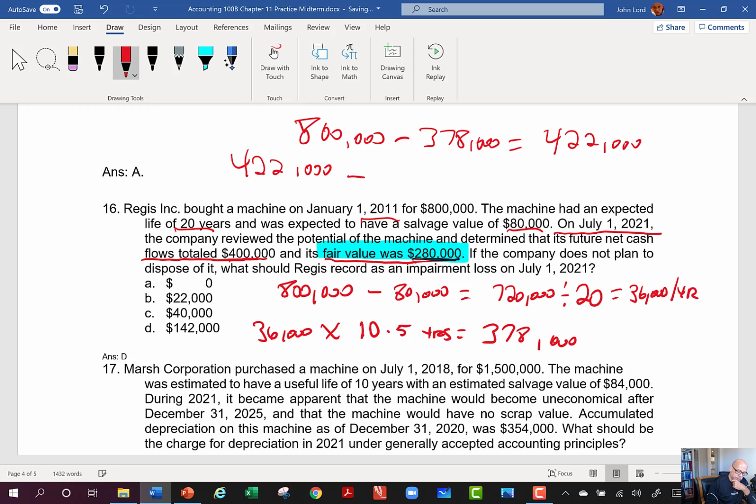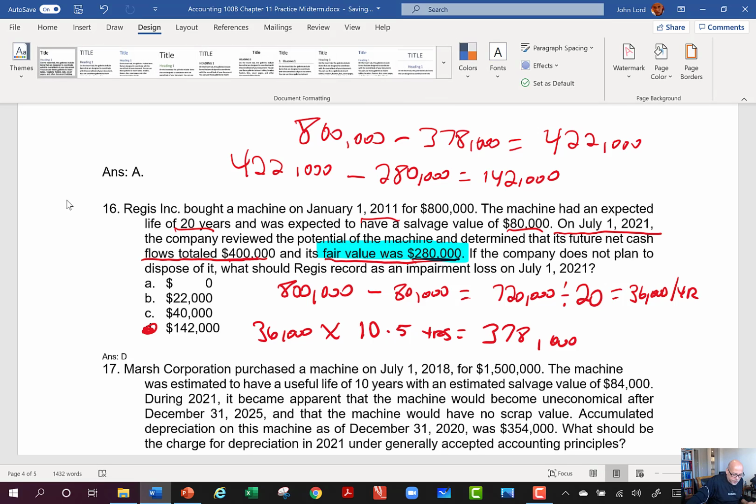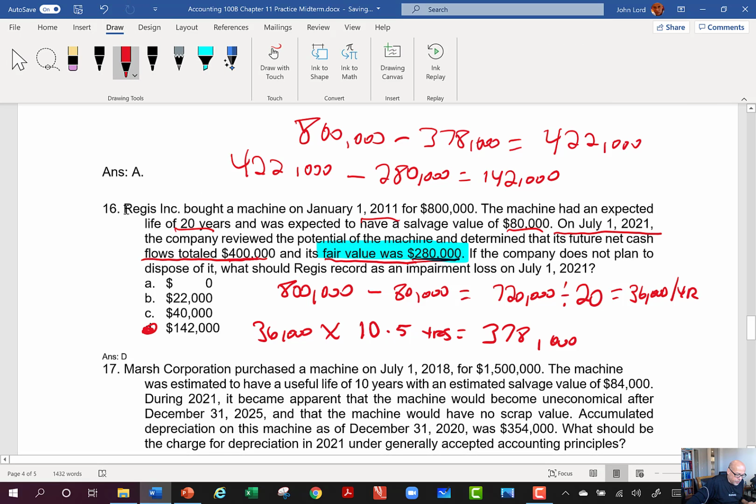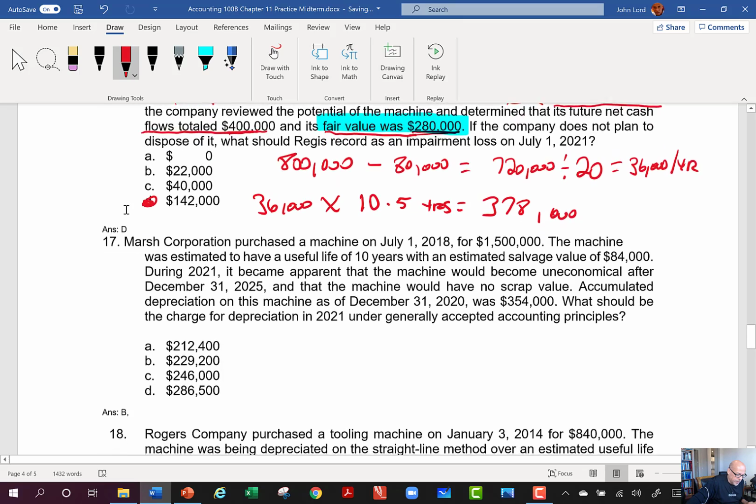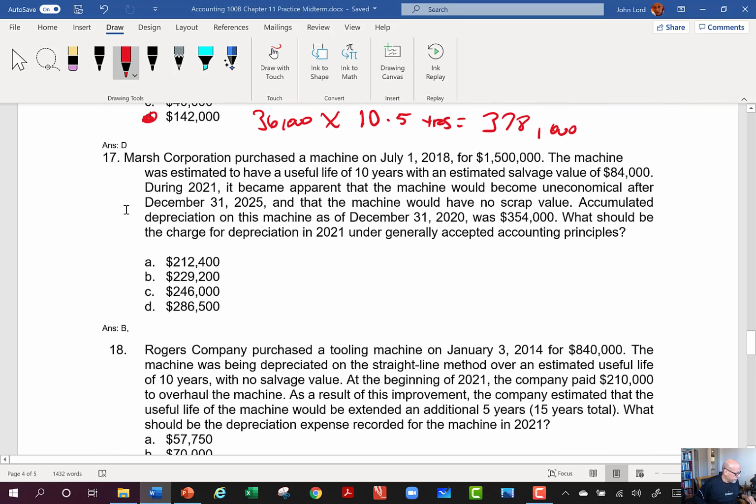So if I have a piece of equipment that I'm carrying at $422,000, and I've determined now that the fair value is actually only $280,000, that means I have $142,000 of impairment on this. Okay? All right. So it looks kind of hard until you think through what they're telling you, and then that problem's probably pretty straightforward. Okay? All right, good. Let's go ahead then.